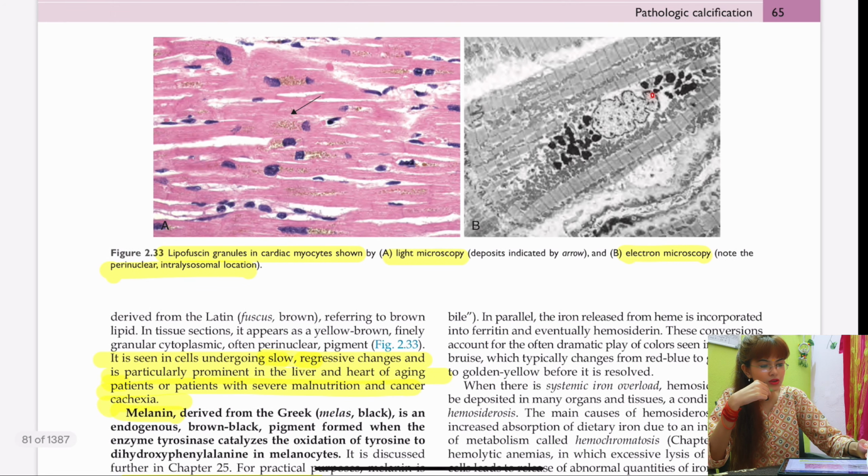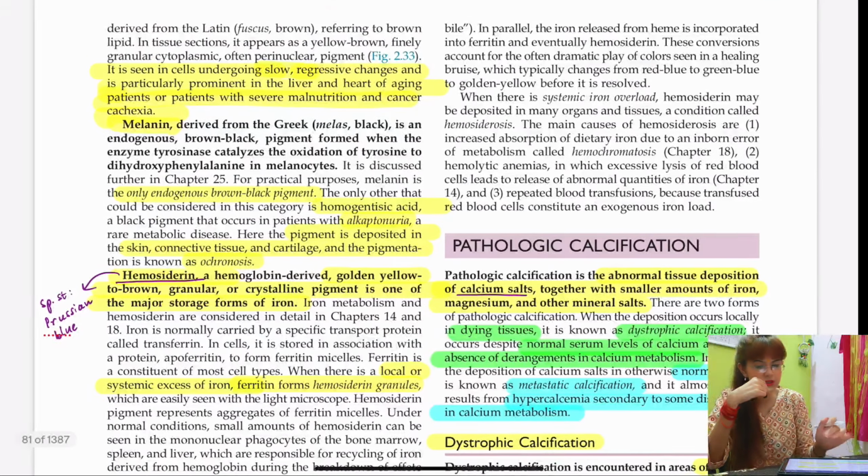And in this image you can see the accumulation. This is the image of electron microscopy. Nowadays, in NEET PG, I think there are some questions regarding electron microscopy also. So these images can be asked to you, so you just brush up these images.